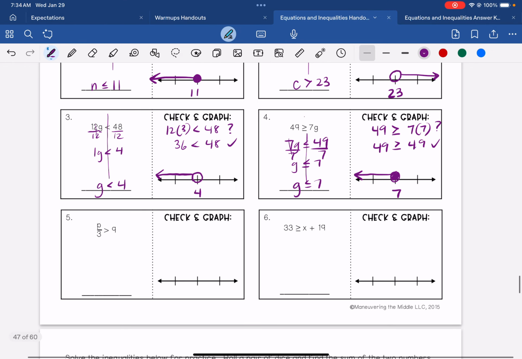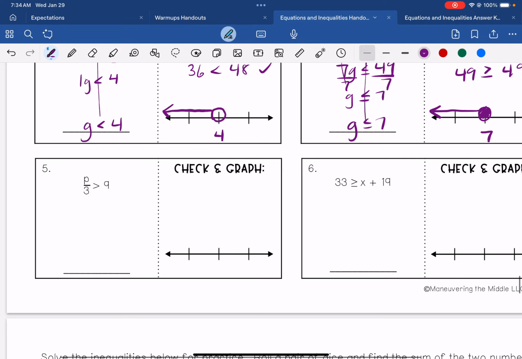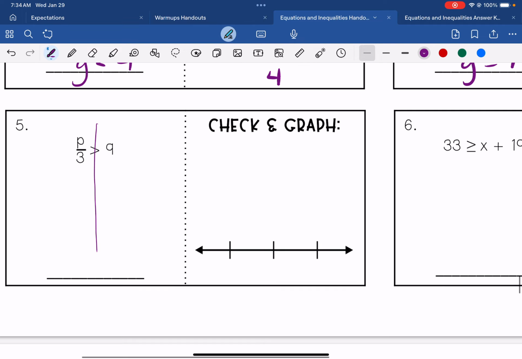Number 5, we have P divided by 3 is greater than 9. All right, we got our variable on the left-hand side, and that is a 9, not a Q. So since we have division, we're gonna multiply both sides by 3 to get rid of that. 3 divided by 3 is 1, so we're just left with P is greater than 9 times 3, which is 27.